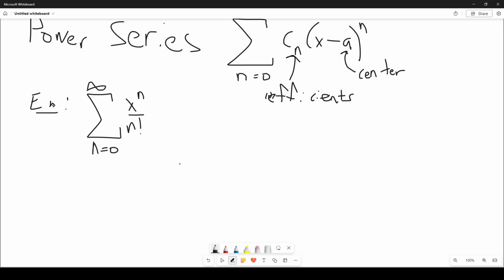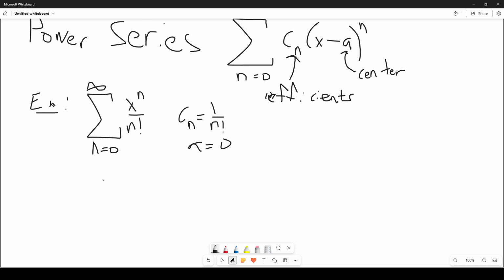So clearly, our c_n here is 1 over n factorial. And we're centered at a equals 0. That's how we'll get this equation. These kinds of details are not too important once you get used to power series, but it's interesting to note.